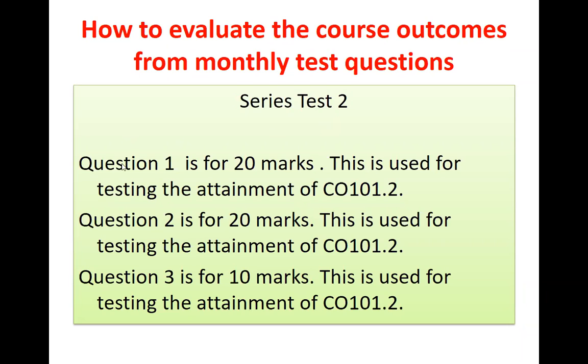Then I have series test 2. There also I have a number of questions. Here the first question is used for testing the attainment of course outcome 2. The second question is used for testing the attainment of course outcome 2. The third question is also used for testing the attainment of course outcome 2. So now I have got 20 plus 20 plus 30 marks for checking the attainment of course outcome 2. Series test 3. Here also I give a number of questions and I find that all the questions are used for checking the attainment of course outcome 3.